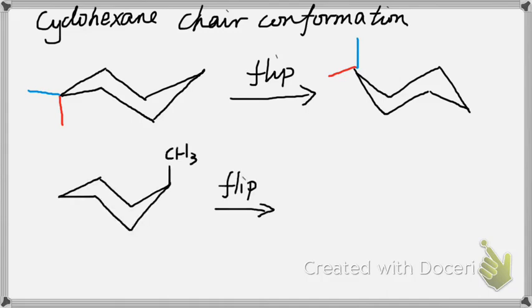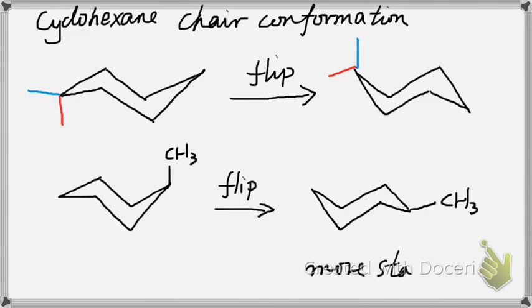If we have a substituent attached to the cyclohexane ring, when we do the chair flip, you will see that the two chairs are not exactly the same. In one case, we have the substituent on the axial position. In the other case, the substituent will be on the equatorial position. And we have talked about which one is more stable. Equatorial is always more stable, because when the substituent is on the axial position, there will be the 1,3-diaxial interaction, which will raise the energy of the whole molecule.